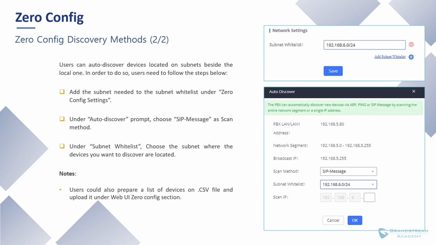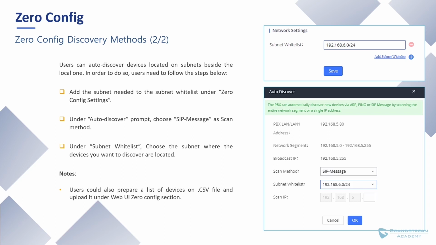The screenshot is showing the information shown when discovering devices using the SIP method. Auto-discover can also search for devices located on other subnets, on condition that the other subnets are added under the subnet whitelist in the zero config settings. The method allows discovering other subnets when the discovery method chosen is SIP message.